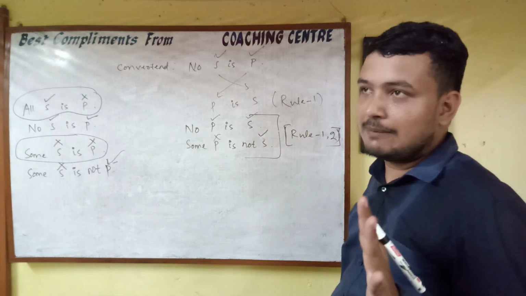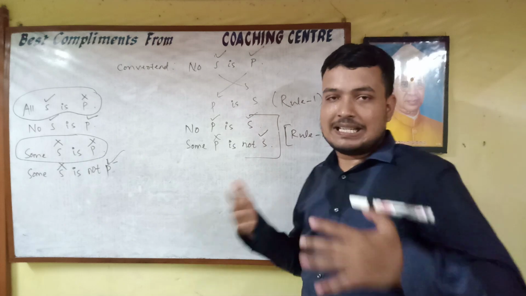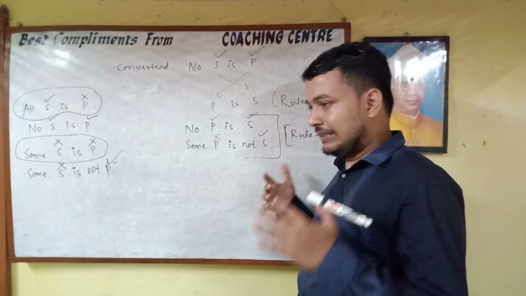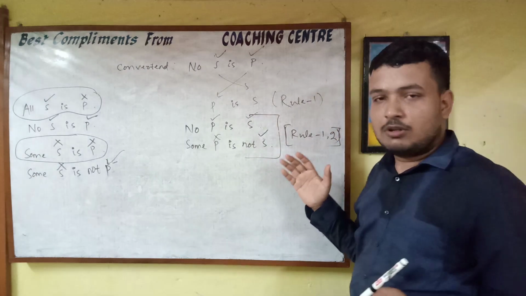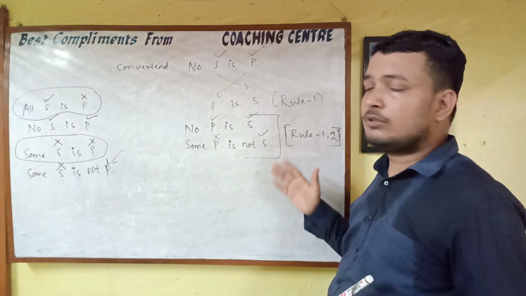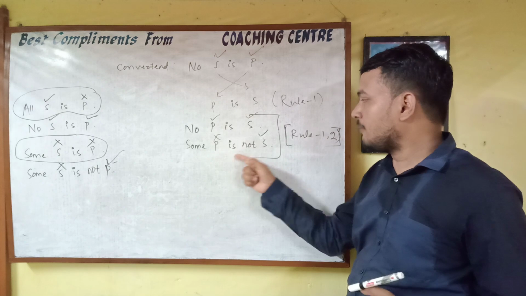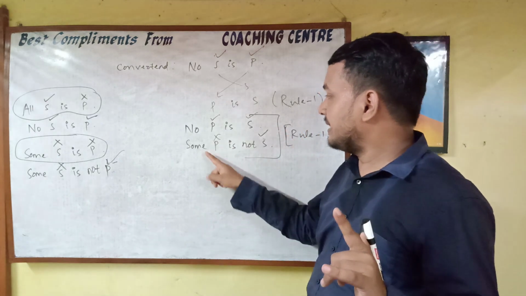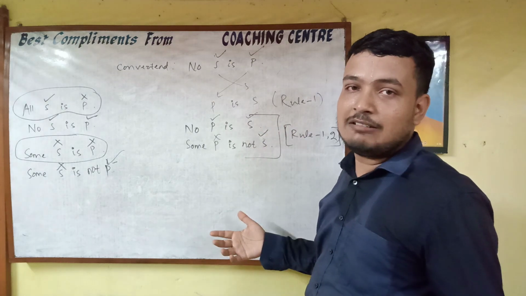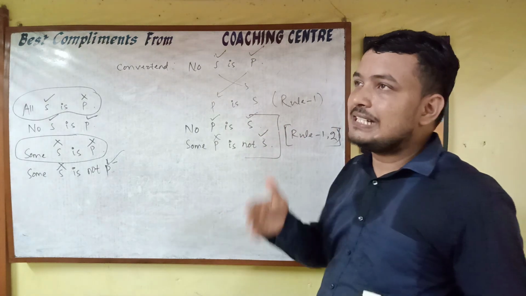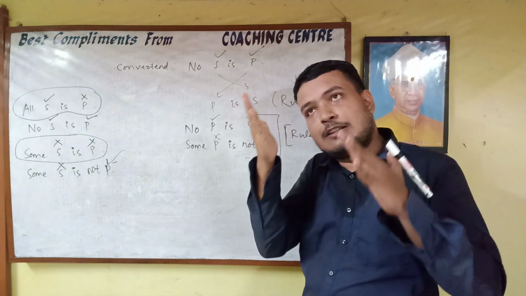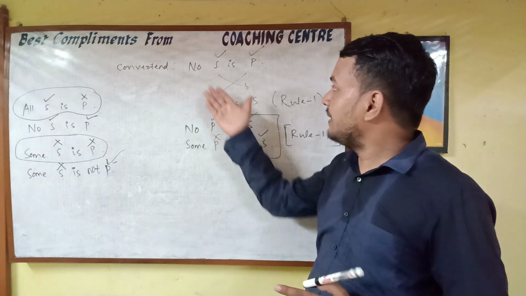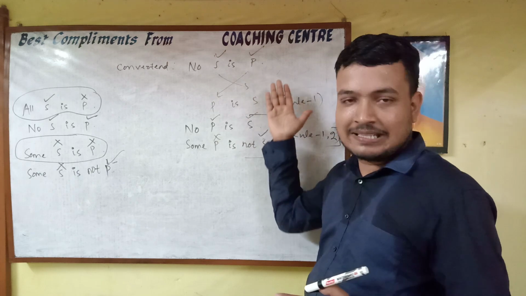But listen carefully, in many cases teachers are making incorrect statements here. They say we violate rule 3 in the case of some P is not S. But we are not violating rule 3. Why? Because rule 3 simply says that an undistributed term in the convertant cannot be distributed in the converse, but there are no undistributed terms here.